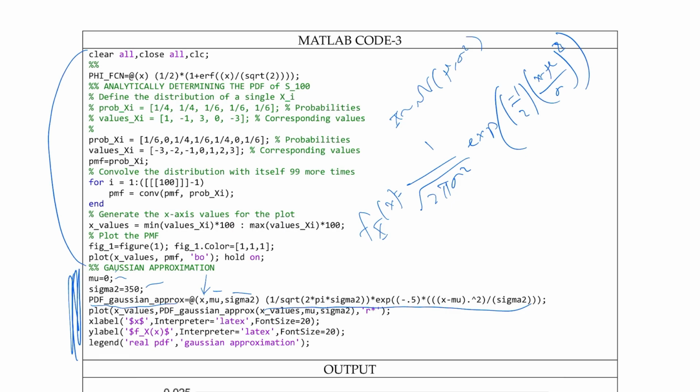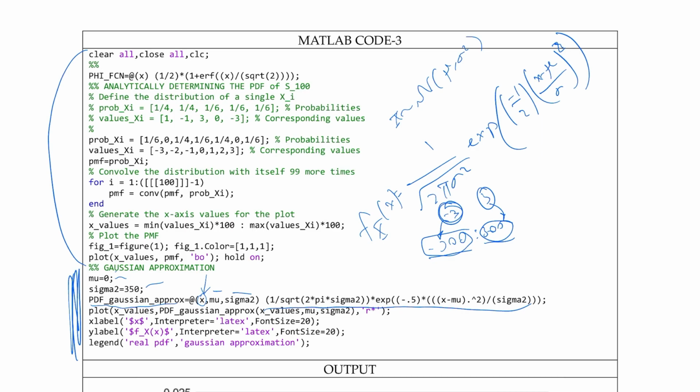So yes, for x values, we know that it goes from -300 to 300. Why? Because the maximum profit we could get was 3 and the minimum was -3, and we had 100 games, so the maximum and minimum you would get at the end of that, though it would be almost impossible, are 300 and -300 respectively. So that's it.